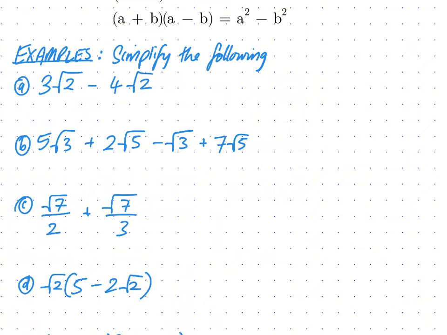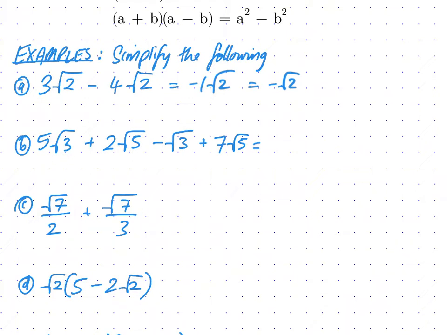3 root 2 take 4 root 2. They have the same radical, so they're like terms. So 3 root 2's minus 4 root 2's is going to be minus 1 root 2's. You could write that as minus root 2 because with no number in front, that's the same as having a 1 there. Not 0, because if it was 0, it wouldn't exist.